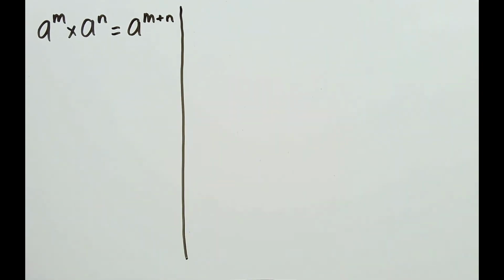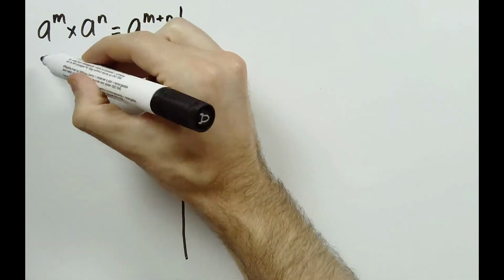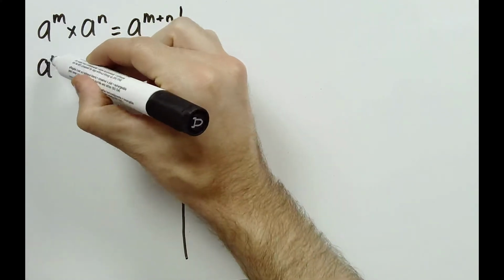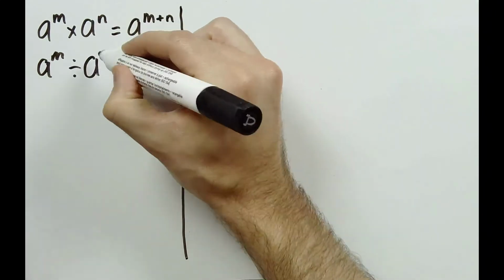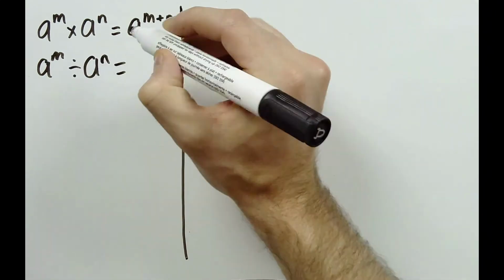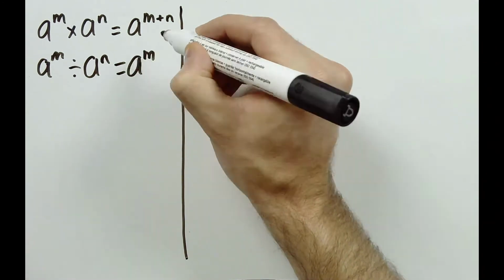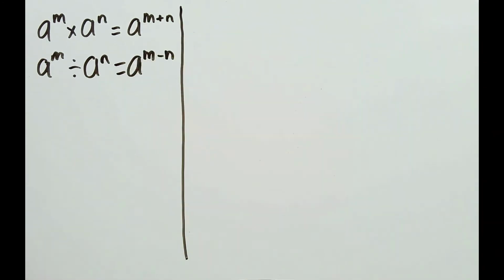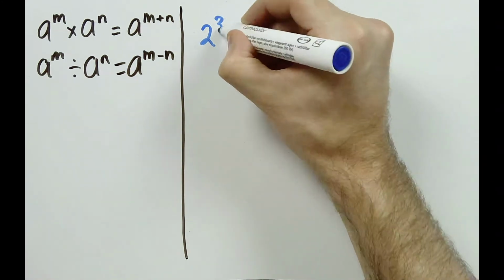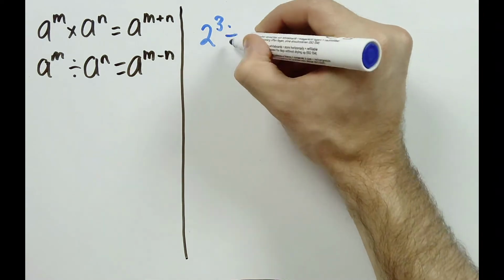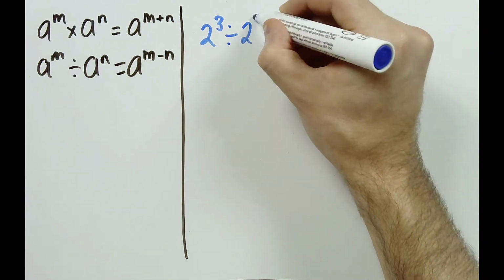Let's have a look at the second law now. The next law says that a to the power of m divided by a to the power of n equals a to the power of m minus n. And this is kind of the inverse of the first law. Let's have a look at an example. 2 to the power of 3 divided by 2 to the power of 2.